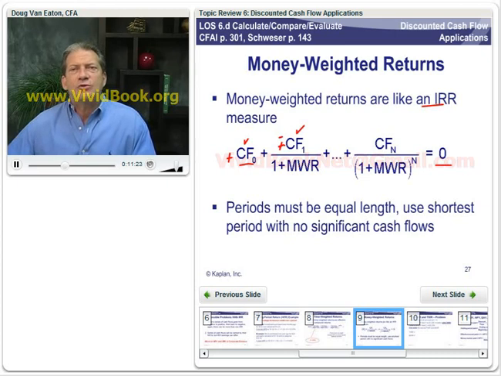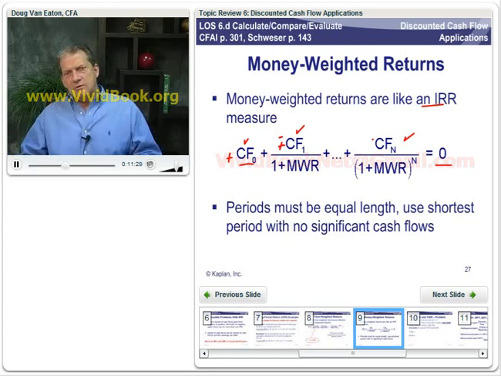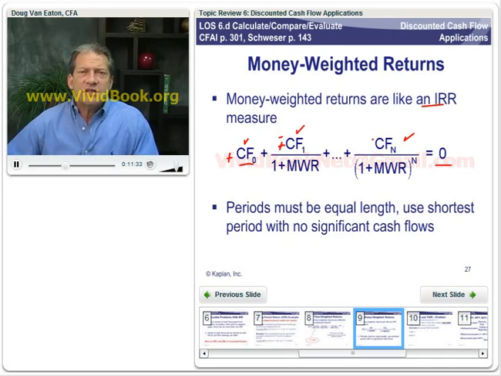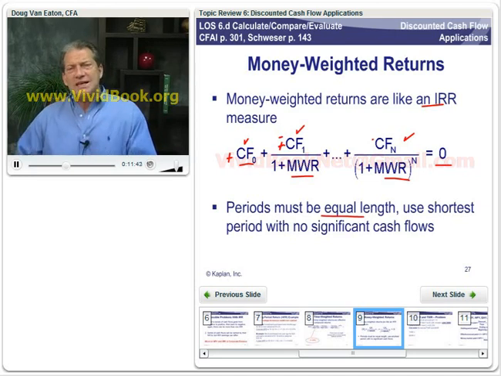And then we'll treat this ending value as a withdrawal, as if we took all that money out of the account at the end. Now in this case, we're going to solve for that discount rate that makes this net present value 0. But the periods must be equal length. So what we need is to use the shortest period during which there's no cash flows in or out of the account.